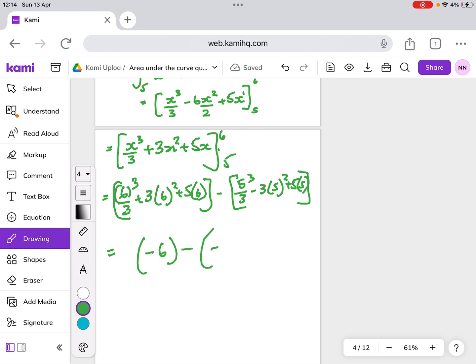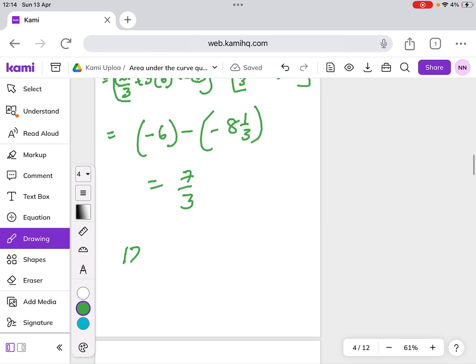I'm going to take away minus 8 1/3. Okay, so minus 6 minus minus 8 1/3 gives you 7 1/3, and then we're going to do 12 1/2 minus 7 1/3 gives you, oh, minus, there we go.